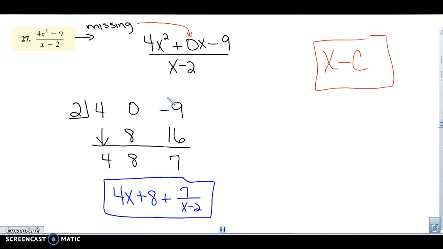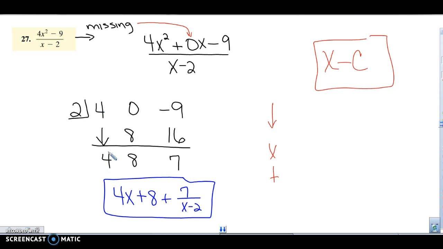And remember, to do synthetic division, the denominator has to be in the form of a binomial. So we identify c from the problem as being a positive 2. We identify the coefficients as 4, 0, and negative 9. Notice we do include that 0. It is a placeholder. Then we begin the process of bringing down and then multiplying and adding.